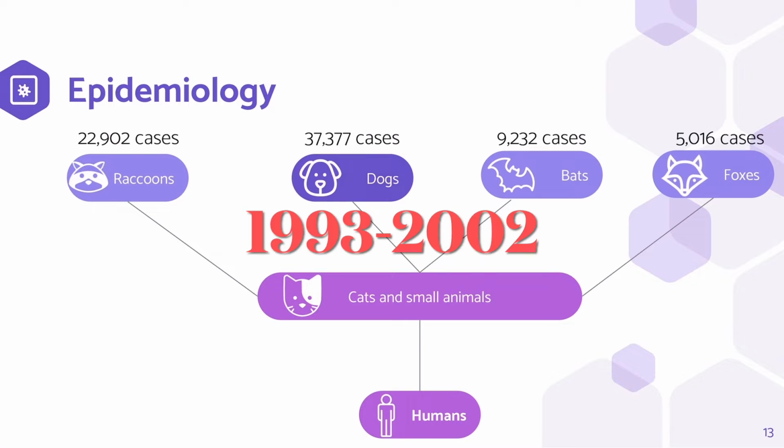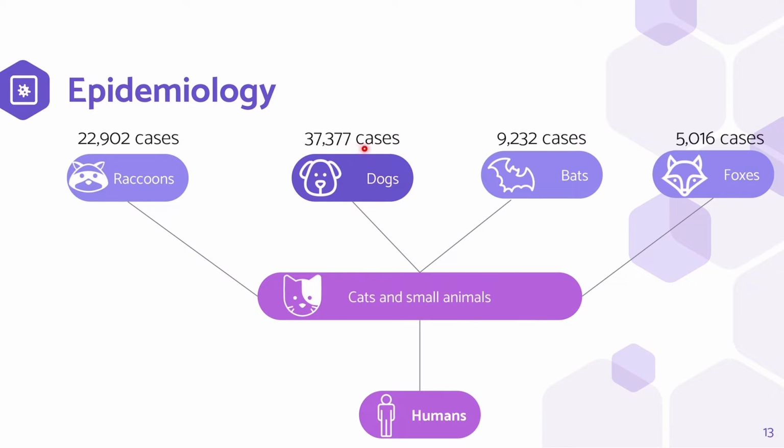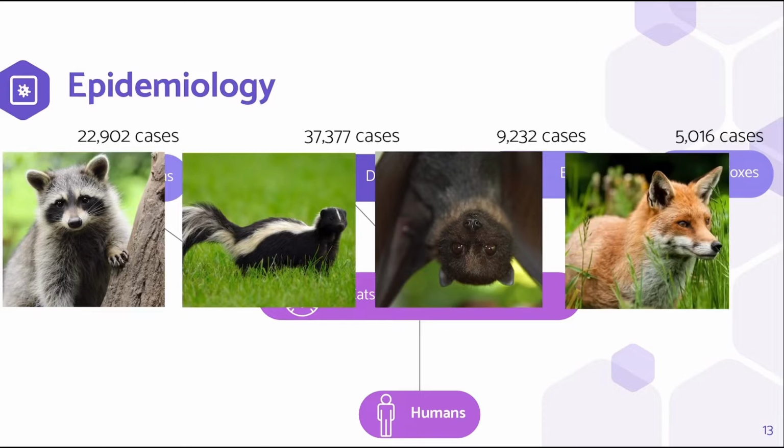During the period 1993 to 2002, 37,377 cases of rabies in dogs were reported, and 57,184 rabies cases in other animals were reported as well. The majority of them are in raccoons, skunks, bats, and foxes.